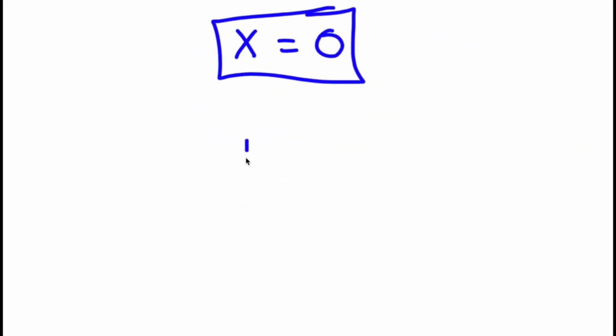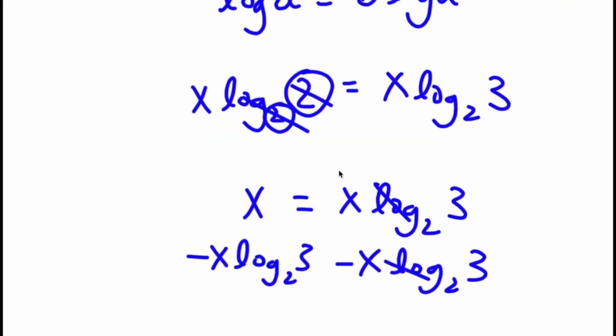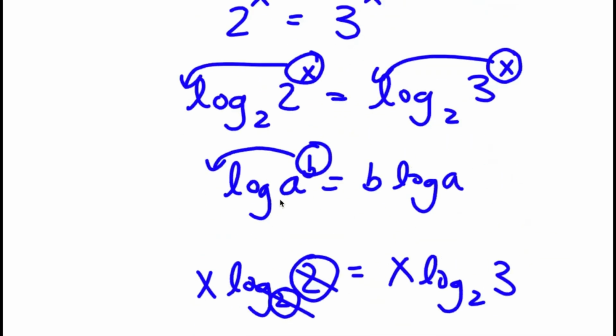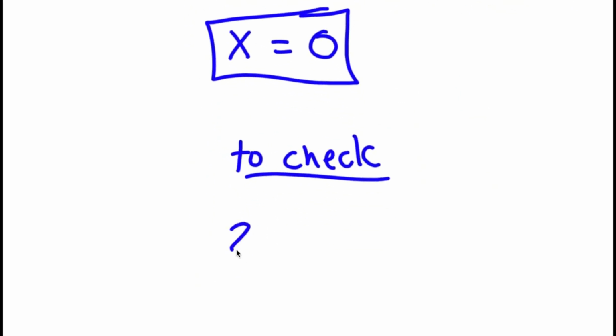So now, to check, I have my equation 2 to the power of x is equal to 3 to the power of x.